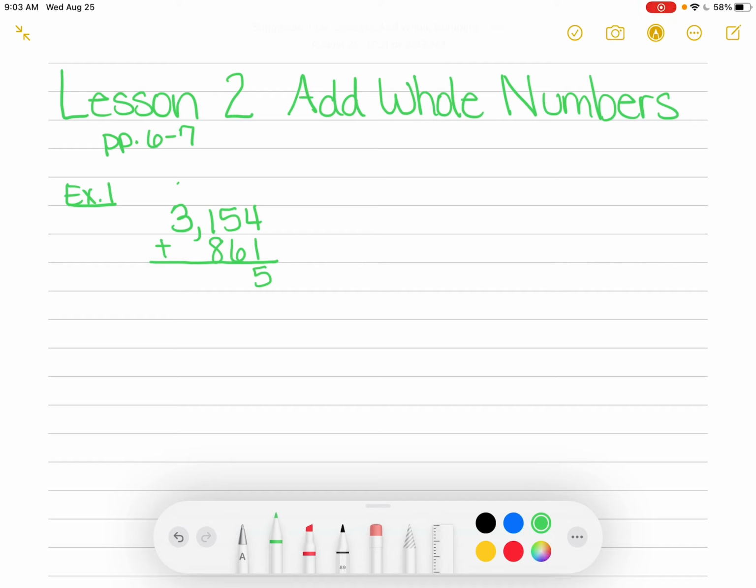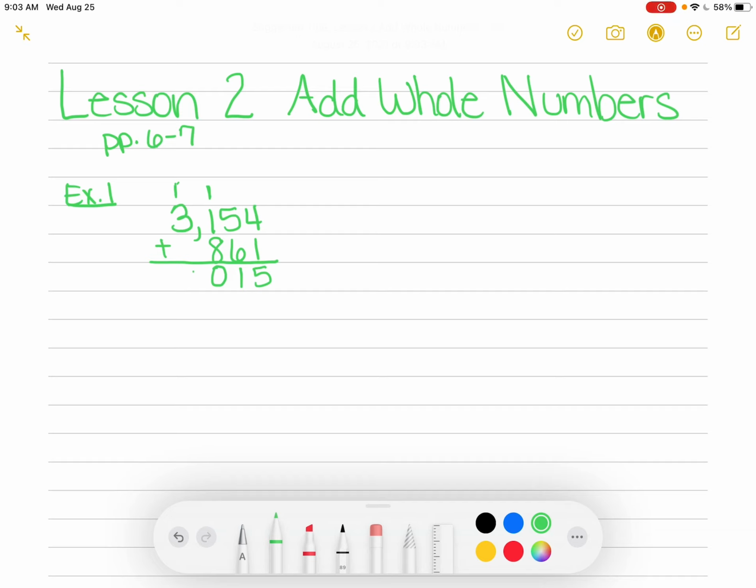Then 5 plus 6 is 11, we're going to put the ones place here, and then we're going to carry over the tens place over here. And then now I'm going to add up all 3 of these for the next section. So 8 plus 1 is 10. So I put the 0 here and the 1 over here.